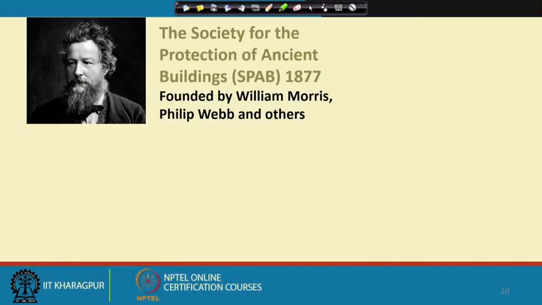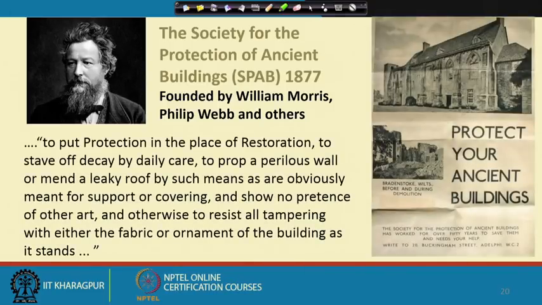Based on Ruskin's approach, under his disciple William Morris, we saw the foundation of the Society for the Protection of Ancient Buildings, SPAB. SPAB, which was established in 1877, laid the foundation of what we later came to see as the modern, documented, formalized conservation movement. Now, this SPAB, under the Ruskinian approach of William Morris, talks about putting protection in the place of restoration.